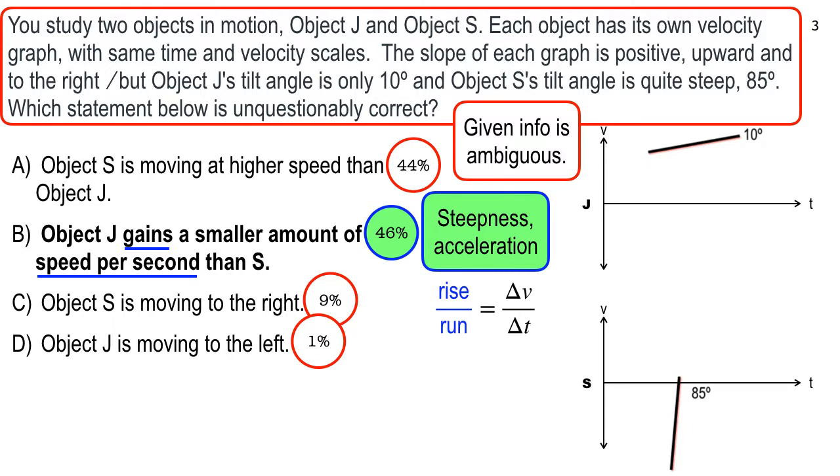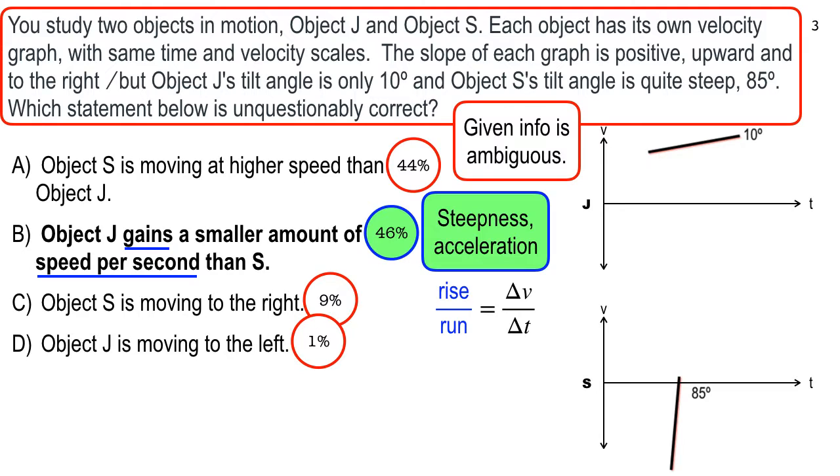So object S moving to the right is true for only a few seconds if the velocity graph of S is way down here. Object J moving to the left, we don't know if it's up here in the first quadrant or not. And if it is up here in the first quadrant, you can't say it's moving to the left because up there it's moving to the right. So those two are out.